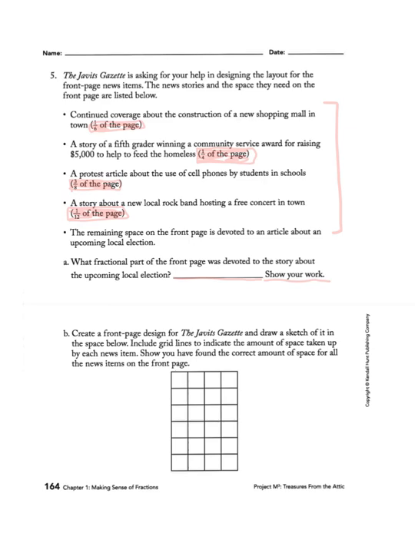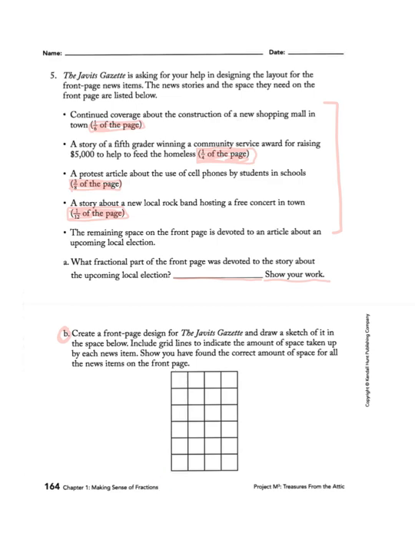Part B tells you to create a front page design for the Javits Gazette and draw a sketch of it in the space below. Include grid lines to indicate or show the amount of space taken up by each news item. Show you have found the correct amount of space for all the news items on the front page. Now, if I were doing this assignment, I would actually start with this first and then do part A. So here we have an area model already created for you, and you can use this area model to allocate space for each news item.